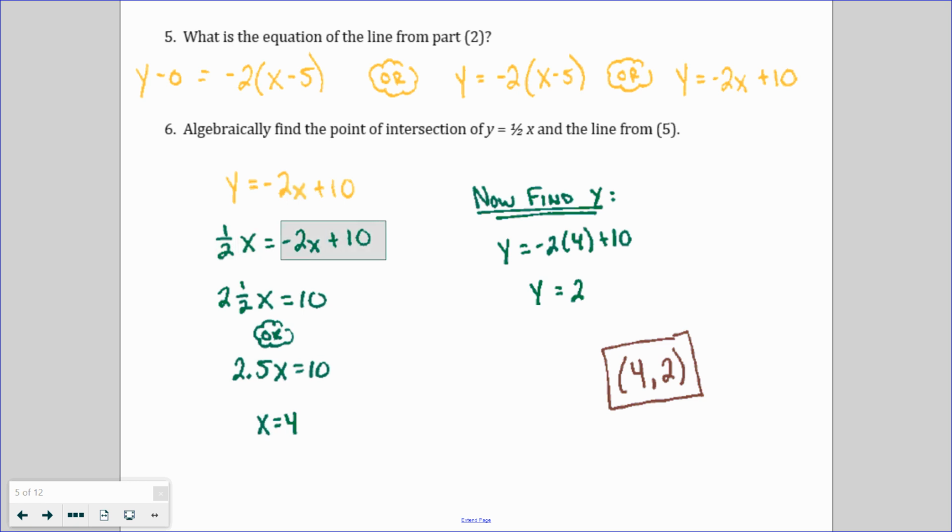Since they both are equal to y, I put them equal to each other. That's how I got this first green equation. y equals 1/2 x and y equals negative 2x plus 10. Since they both equal y, I can substitute and put them equal to each other. Then I solve for x, get my point of intersection.